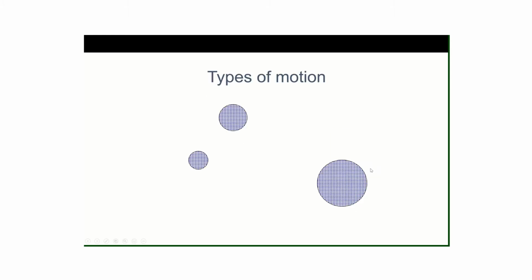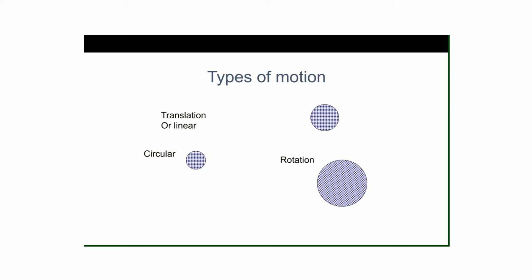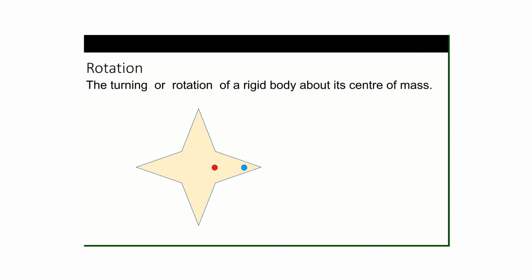We've been considering different types of motion. We've looked at translational or linear motion, where it moves in a straight line. We've considered circular motion, where it moves round in a circle. But now we're going to consider rotation. Rotation is where it spins on its own axis. So let's look at the definition. Rotation is the turning of a rigid body about its centre of mass.